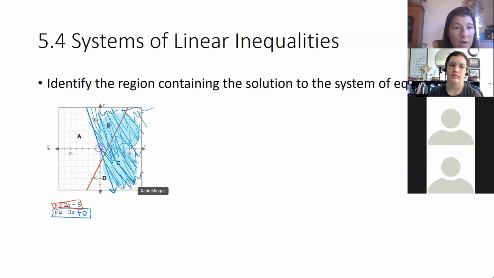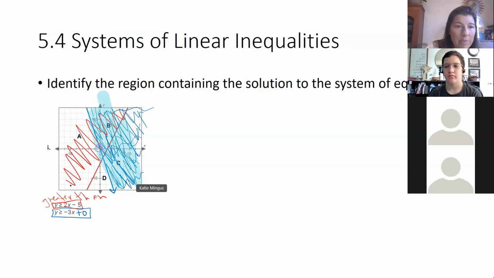We also want to go above. Okay, so y is greater than. So we want to shade above the red line. So here's the above of the red line. Oh yeah, that works, Katie. You could do that for the blue.